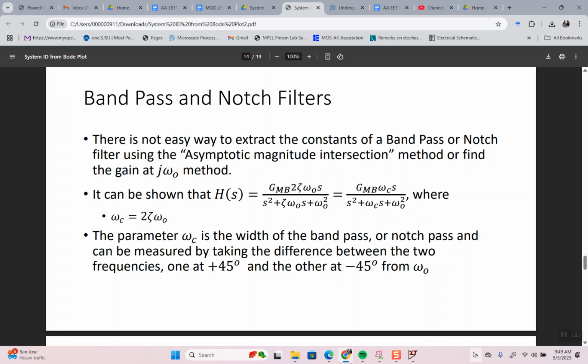But that's because everything was kind of happening at different points on the curve. Just like if you have two unknowns, you need two equations, right? Well, we have omega naught, the gain, and the damping coefficient. So you have three things, right? So you should kind of need 3 points.